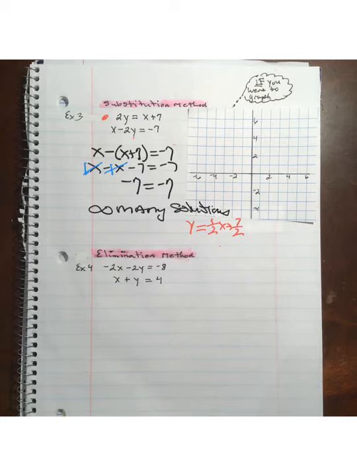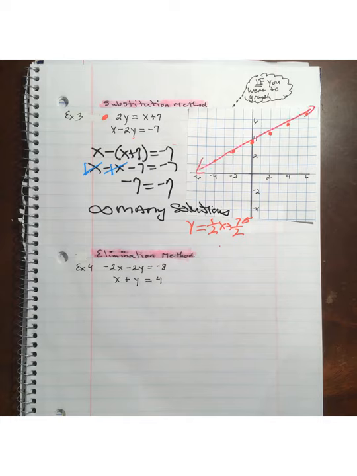So I would go up to 3 1/2 for the y-intercept, and then I'm going to go up 1 whole unit and over 2, up 1 whole unit and over 2, up 1 whole unit and over 2, down 1 whole unit and over 2, down 1 whole unit and over 2. So there's my line for the first equation.